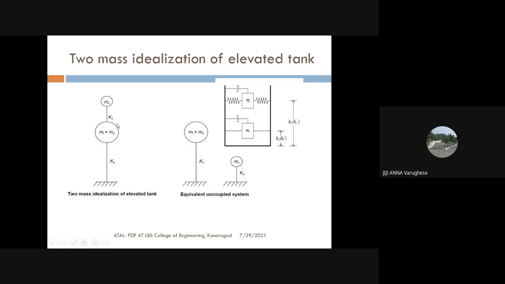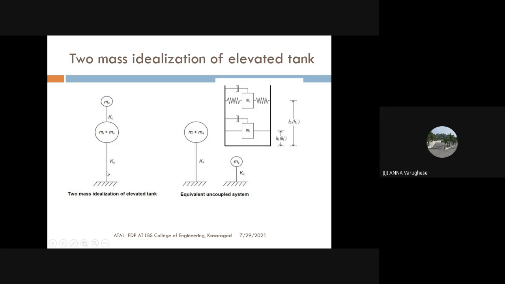And just as we have seen with respect to the response spectrum, this convective mass has a lower frequency and this has a higher frequency. Since these frequencies are well separated, we can uncouple the system into two single degree of freedom systems, and we can solve the corresponding differential equations to find the solution for the behavior of the elevated water tank also.